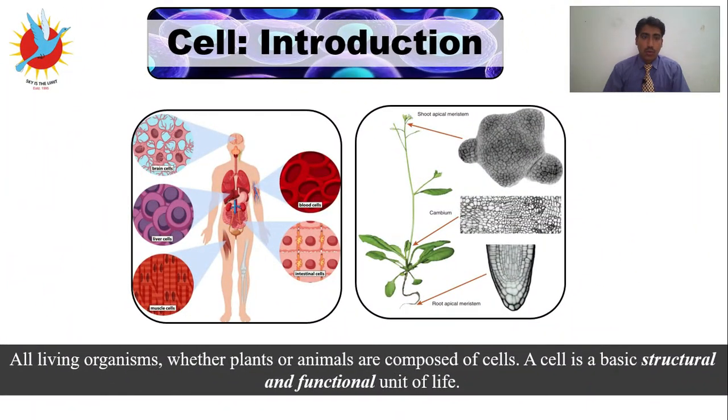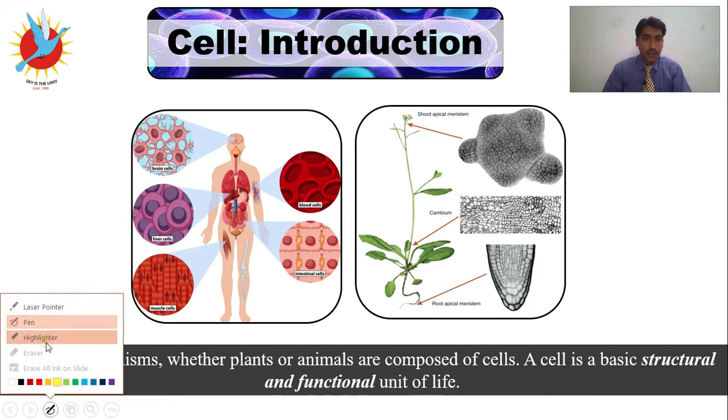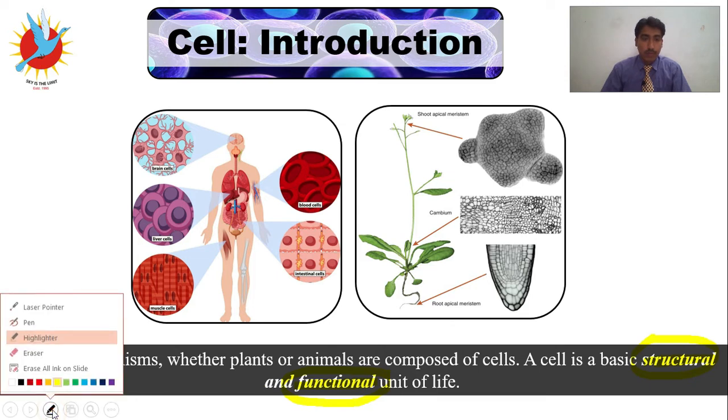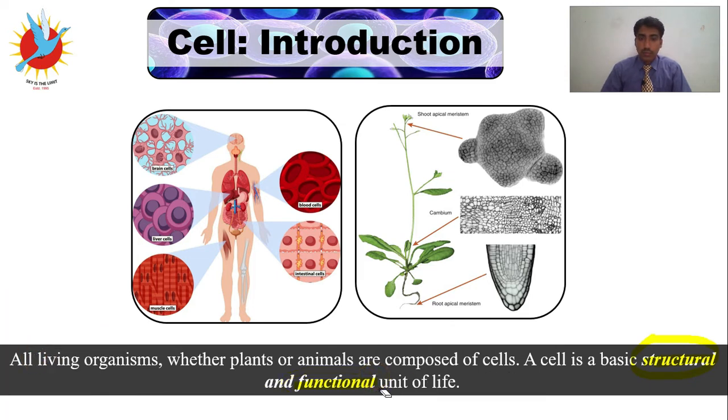All living organisms, whether plants or animals, are composed of cells. A cell is the basic structural and functional unit of life. Mind it, the cell is called the basic structural and functional unit of life. Why is it called so? Because the body of every organism is made up of cells. That is why it is a structural unit, and an individual cell can perform all the functions. That is why it is called the functional unit. So we will discuss other points about the cell.